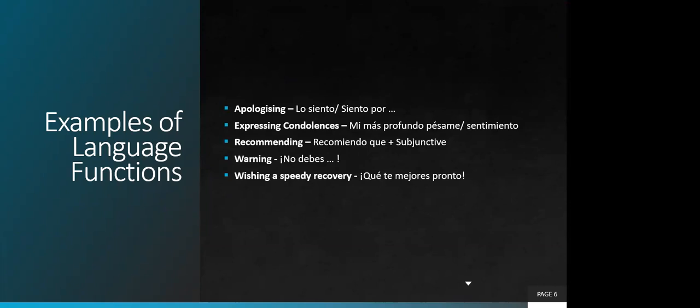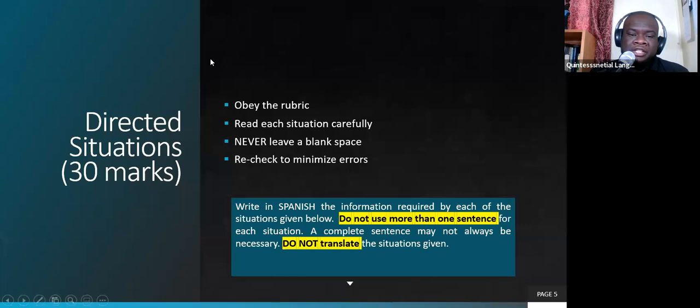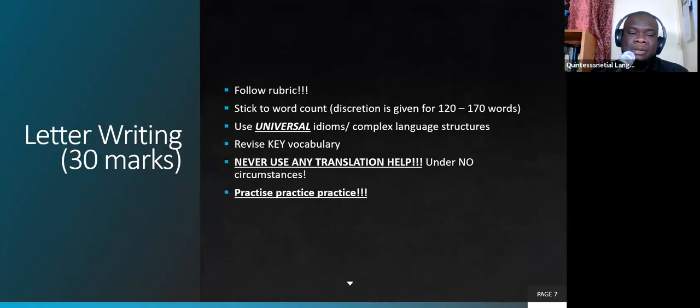Okay, nice. So we're continuing, guys. So the first section in the paper 2 is the directed situations. And just to recap, you need to pay attention to the rubric, the instructions, reading carefully, looking over, and always ask yourself, what is the language function in this specific situation?